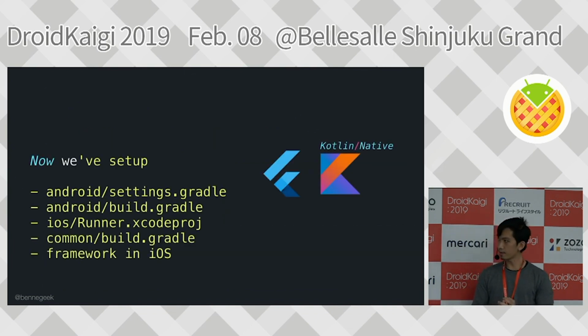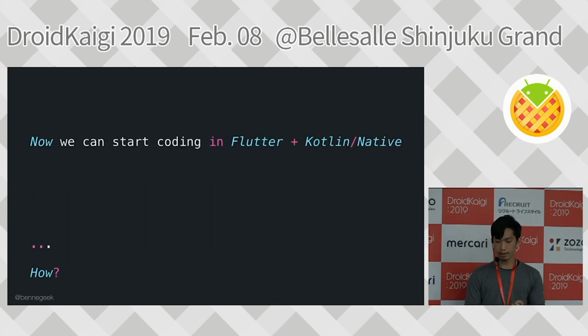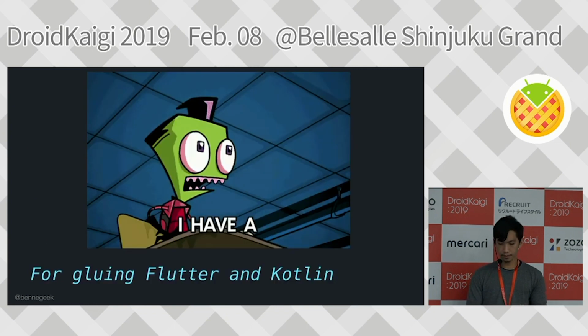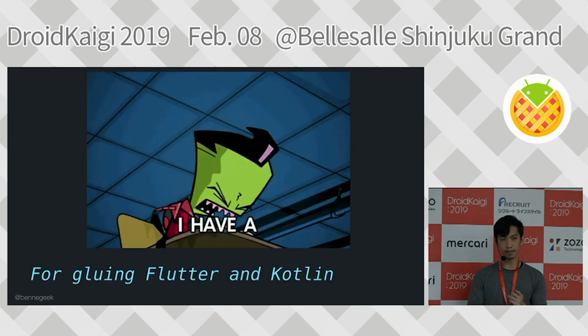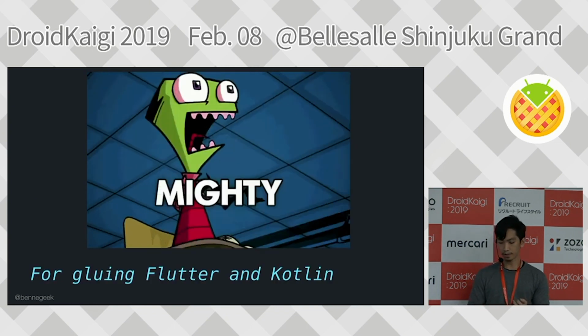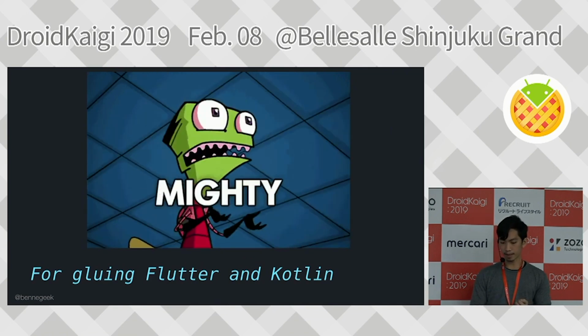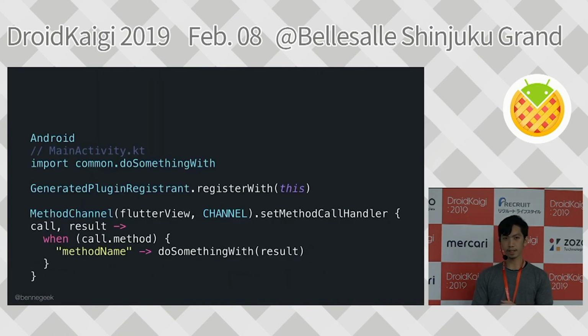Now we've set up the files that we need. At this point, we have Flutter and Kotlin native working together. So you can now use them both in your project. But at this point, how do you use it? We need a way to glue Flutter and Kotlin together. We can achieve this by using method channels.